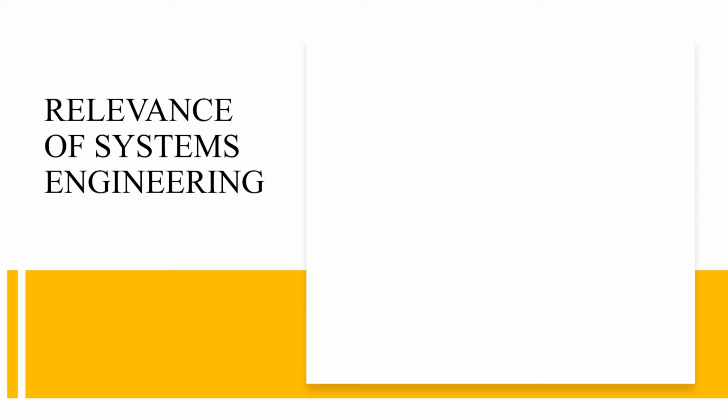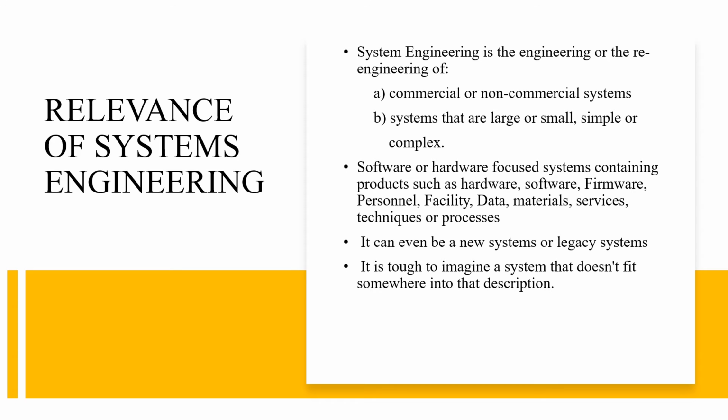So, to start with, the relevance of system engineering basically refers to the engineering or re-engineering. The term is very important. It refers to the engineering or re-engineering of any commercial or non-commercial systems, or systems that are large or small, or simple or complex. So basically, we can apply system engineering to any type of system, let it be complex or a simple one, large or small. The purpose of system engineering is to engineer or re-engineer the existing system, or engineer a new system to solve the problem.